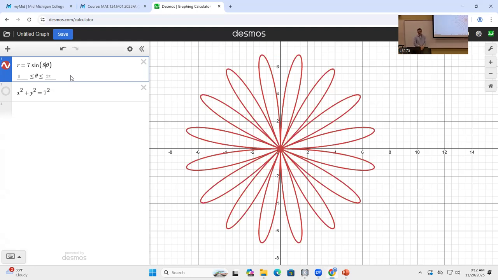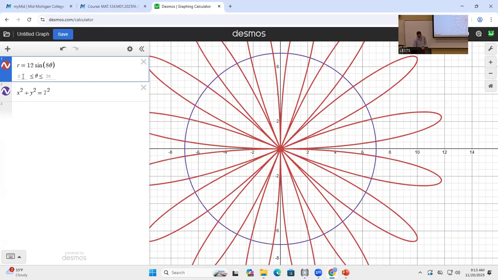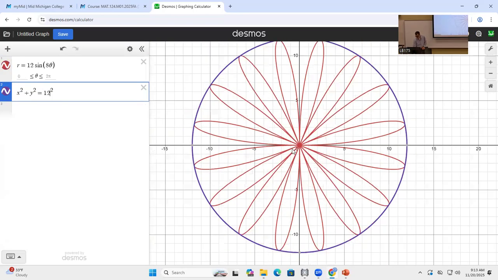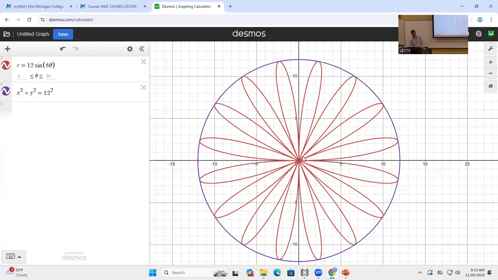So that's an interesting thing. But once again, all of those petals are inside a circle of radius, whatever that coefficient is. Here the circle was radius 7 because the coefficient was 7. But if I would have put, let's say, 12, then the whole curve would be inside a circle of radius 12. Each petal would touch the outside of that circle. Okay.